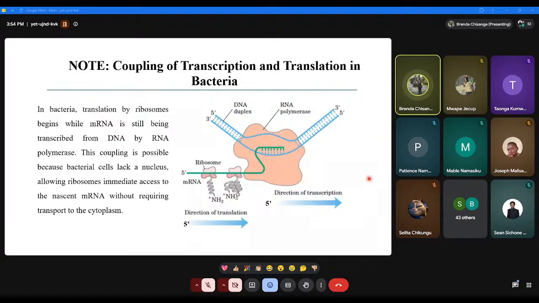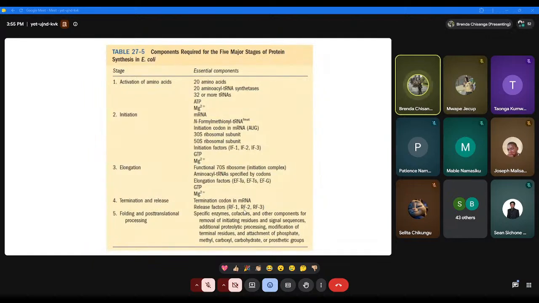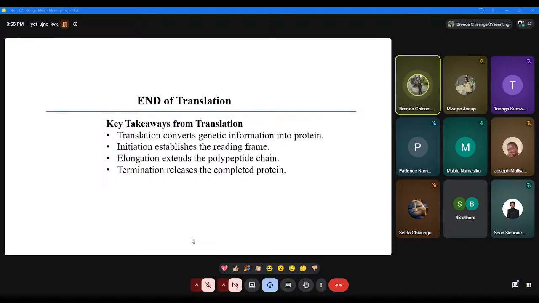So now you can imagine if one of them was moving the opposite direction. When you look at even just how this information is read sequentially, you appreciate why the direction of transcription and translation are, in a way, the same direction. It facilitates efficiency, because while this is being transcribed, it can also be translated. What you have here is just a summary of everything that you need. And this is the end of translation.